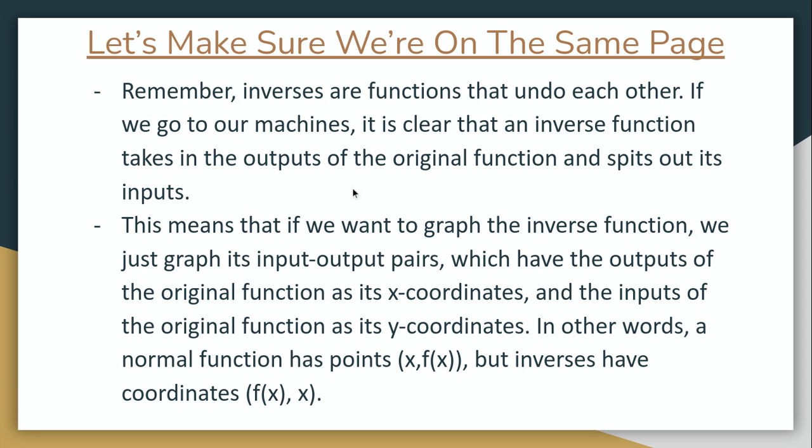Remember, inverses are functions that undo each other. If we go to our machines, it's clear that an inverse function takes the outputs of the original function and spits out its inputs. This means that if we want to graph the inverse function, we just graph the original function's input-output pairs in the opposite order. That's what we just said in a complicated way. In other words, a normal function would have points x, f of x, where x is the x coordinate and the output is the y coordinate. But inverses have coordinates where f of x is the input and x is the output.